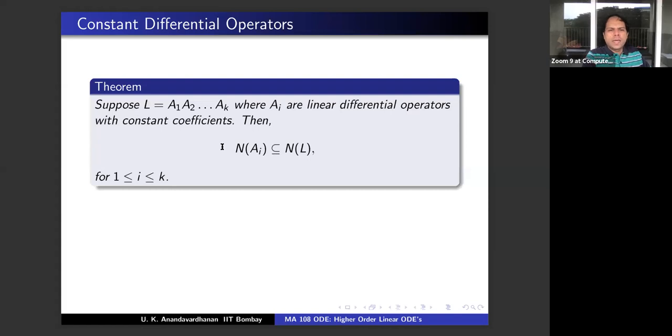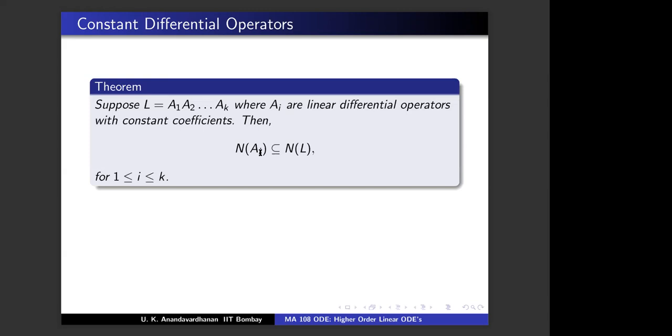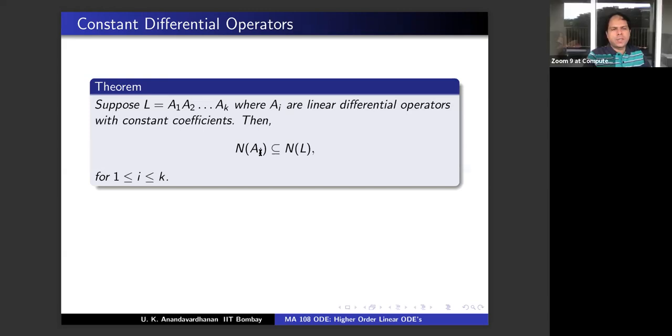Okay, let us do the easiest one. Suppose i equal to k. What is the meaning of kernel of A_k? That consists of functions f such that A_k applied to f is 0. So if you take f in the kernel of A_k, and you have to show that L of f is 0. Is it clear that if A_k of f is 0, then L of f is 0? That's what you have to show.